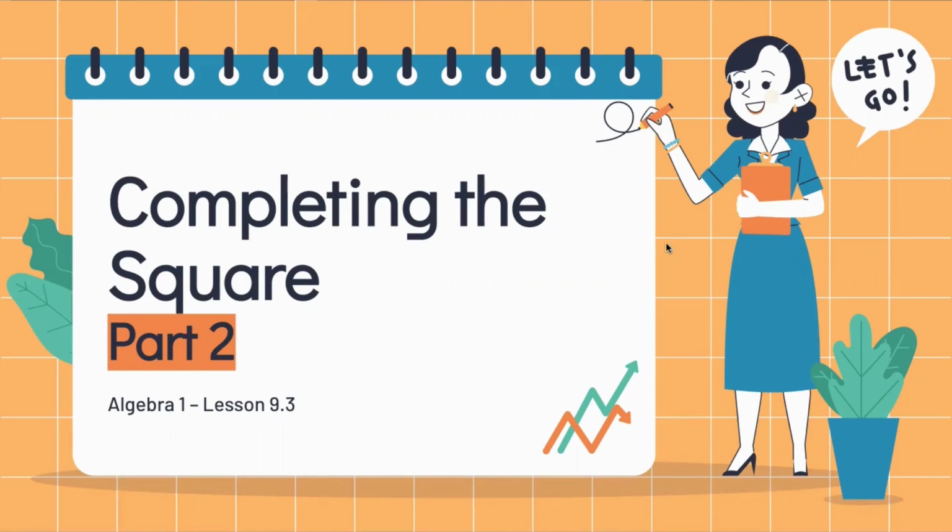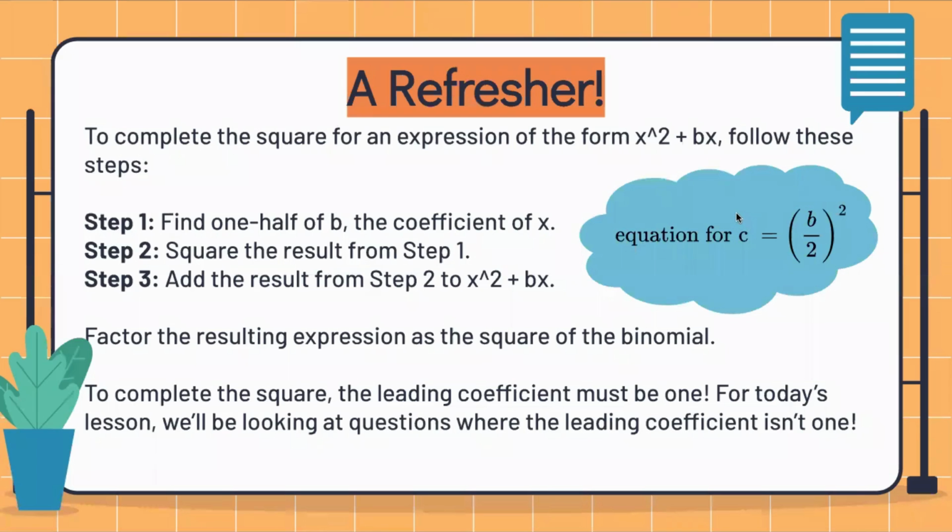Here is just a refresher for what we learned in the last lesson, where we learned how to complete the square for an expression in the form x squared plus bx. Notice that in this quadratic equation, we don't have the c value, it's just x squared plus bx, but usually we would have a c value. And the purpose of completing the square is to make a perfect square trinomial that we can factor by calculating this c value right here.